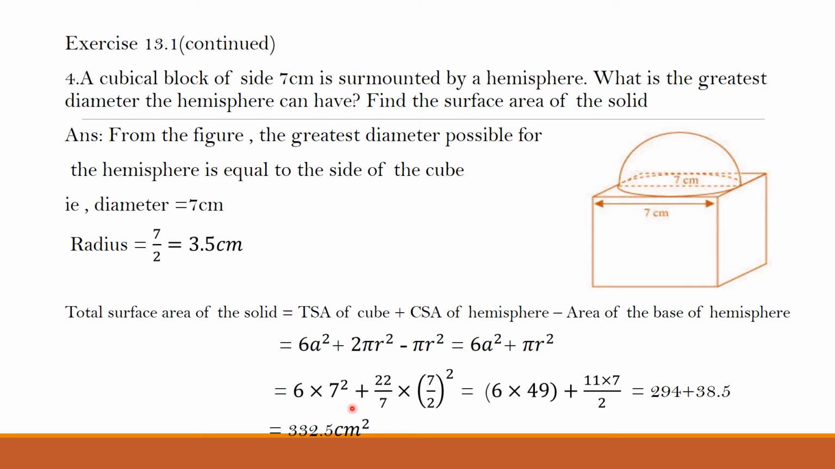Substituting the values, it will be 6 into 7 square, which is the side of the cube, plus 22 by 7 into 7 by 2 whole square, which is equal to 6 into 49 plus 77 by 2, which is equal to 294 plus 38.5, and the final answer is 332.5 centimeter square.